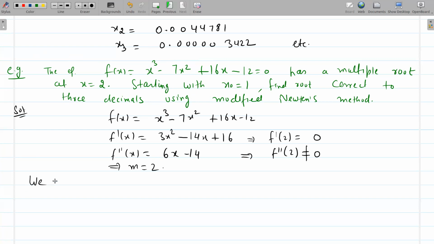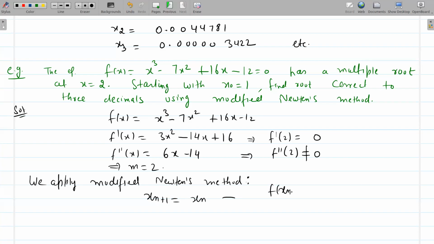So I am applying the second one. We apply modified Newton's method. So I am using this formula: x(n+1) equals x(n) minus f dash, then f dash x(n) square minus f double dash. Okay, so use this formula, put in the values here.